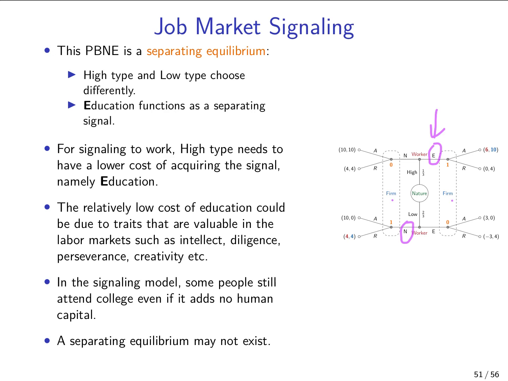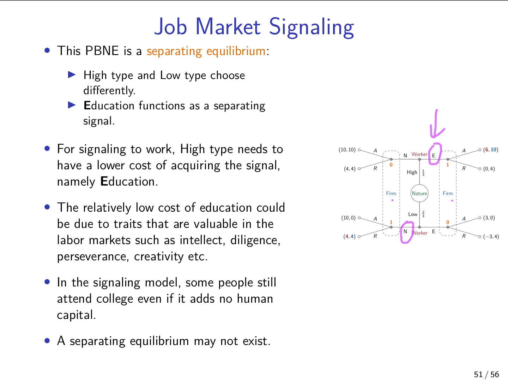For this to work, we need the cost of getting the signal, in this case education, to be lower for the high types. The intuition is that being hired as an analyst, being perceived to be a high type, pays more. So if the cost of education is similar for the high type and low type, then there's a strong incentive for the low type to also get education and pretend to be a high type. In that case, you can't have a separating equilibrium anymore.